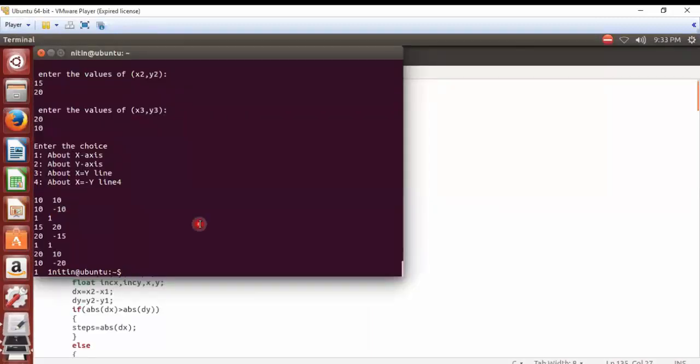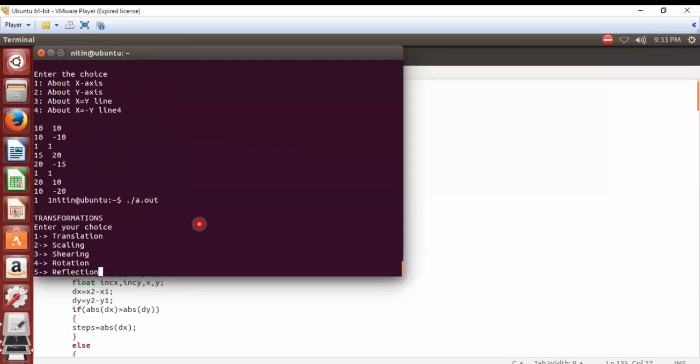So this is all for all 5 transformations with all their sub options.